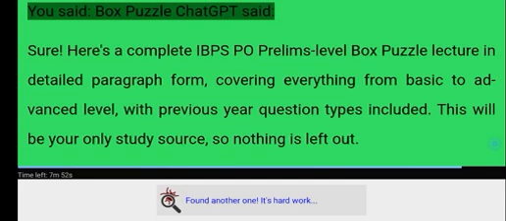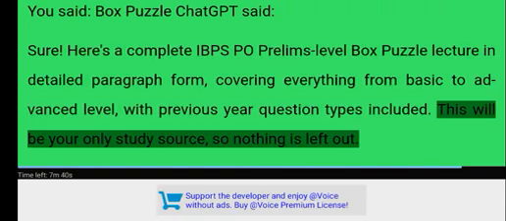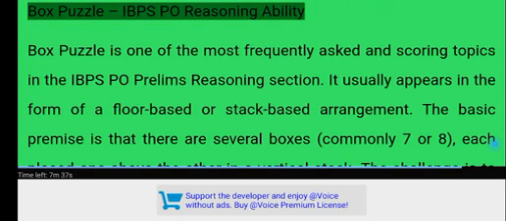You said, box puzzle. ChatGPT said: Sure. Here's a complete IBPS PO prelims level box puzzle lecture in detailed paragraph form, covering everything from basic to advanced level, with previous year question types included. This will be your only study source, so nothing is left out. Box puzzle, IBPS PO reasoning ability.